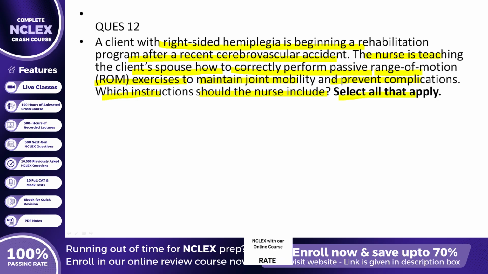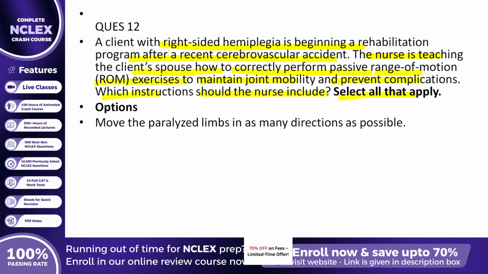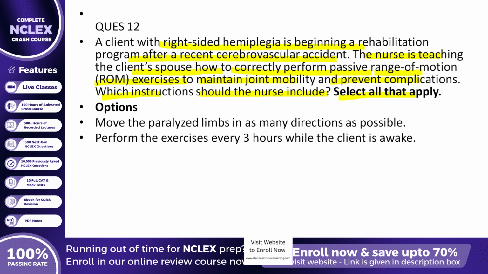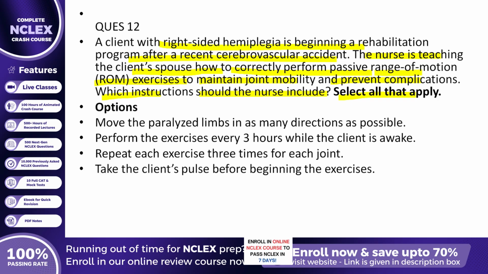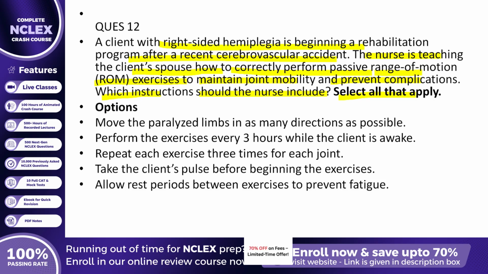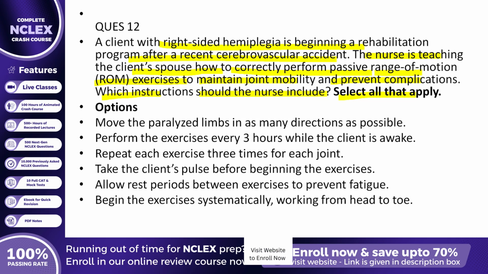Select all that apply. Here are the options to consider. Option 1, move the paralyzed limbs in as many directions as possible. Option 2, perform the exercises every 3 hours while the client is awake. Option 3, repeat each exercise 3 times for each joint. Option 4, take the client's pulse before beginning the exercises. Option 5, allow rest periods between exercises to prevent fatigue. And Option 6, begin the exercises systematically, working from head to toe. The correct answers are Options 1, 3, 5, and 6.